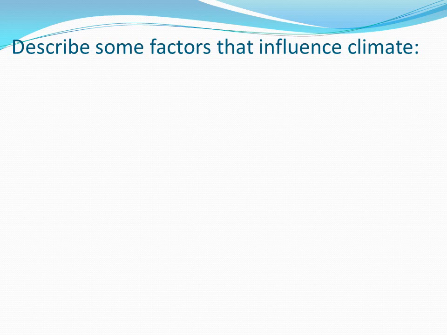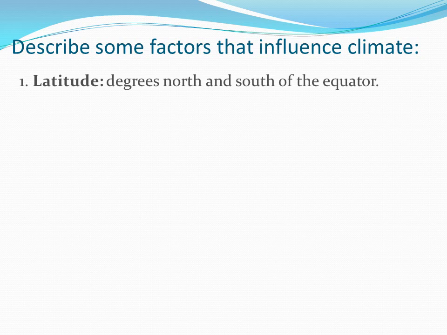Picking right back up on page 8 of your notes packet, describe some of the factors that will influence climate. The first one is latitude, which is degrees north or south of the equator. So these are the lines that wrap around the Earth horizontally. So the further from the equator you get, either north or south, the cooler it's getting.